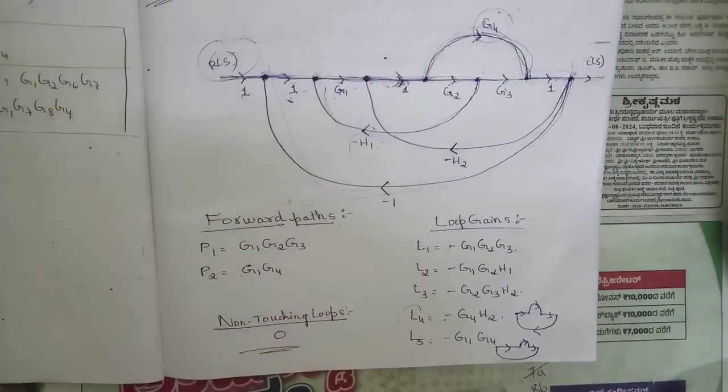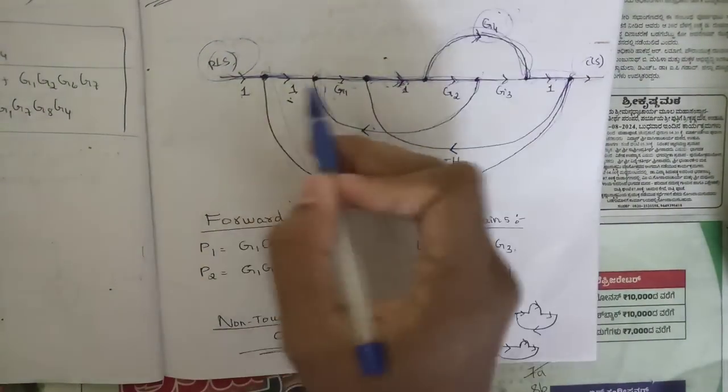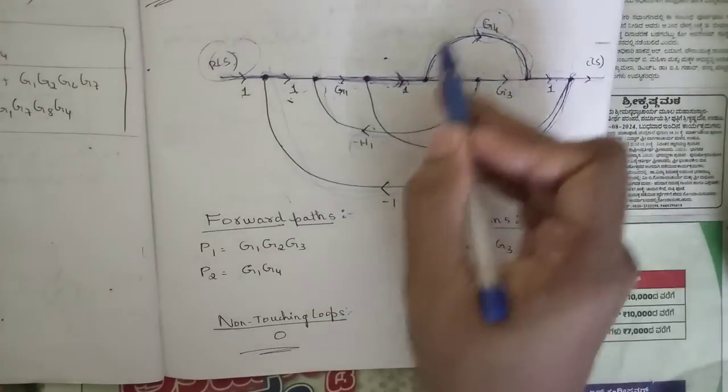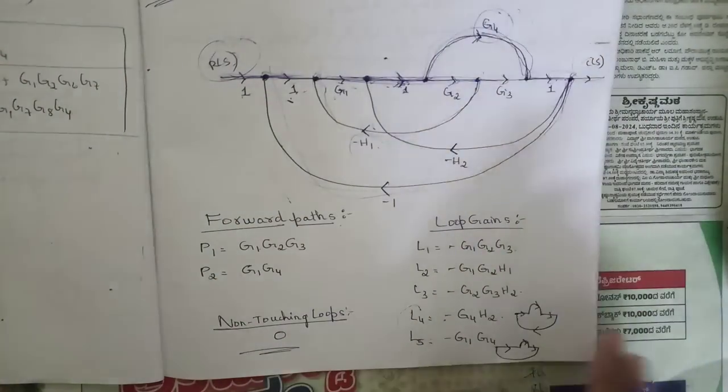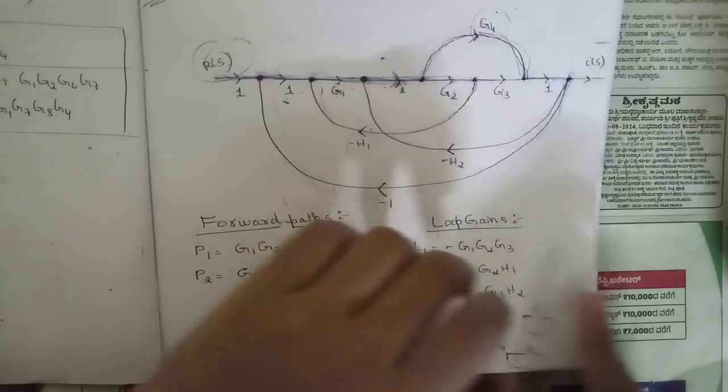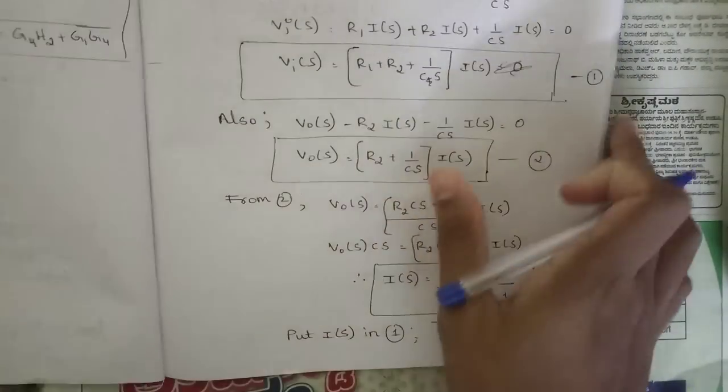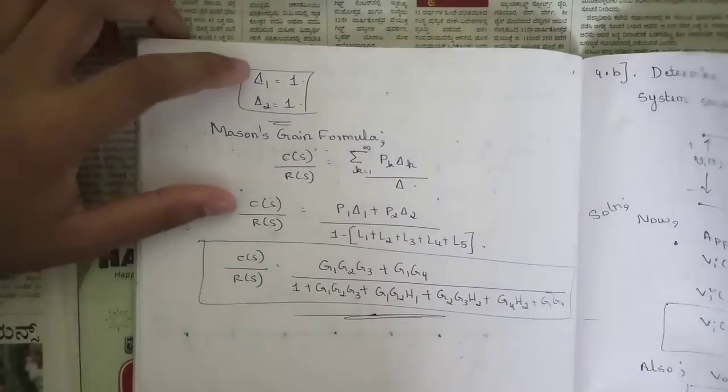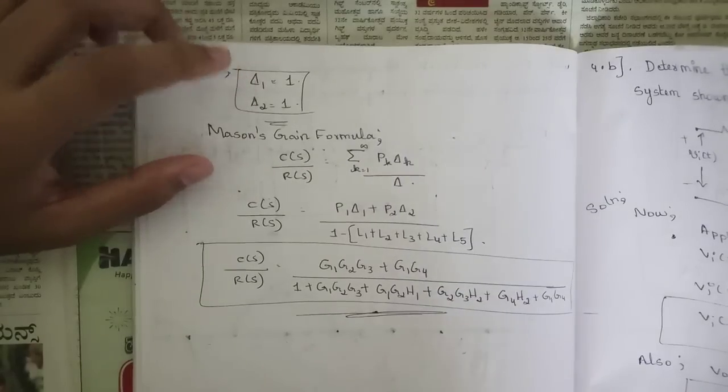There are no non-touching loops here, since all these loops are touching in this forward path. So we can say that there are no non-touching loops. Similarly, there are no loop gains which do not touch the forward path. So directly we can write delta 1 is equal to 1, delta 2 is equal to 1.